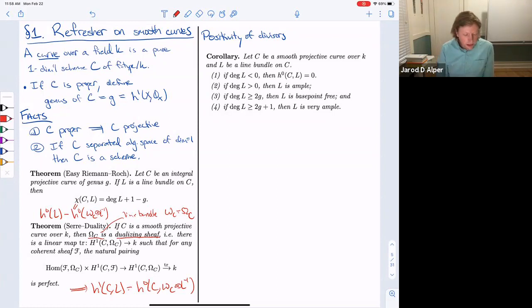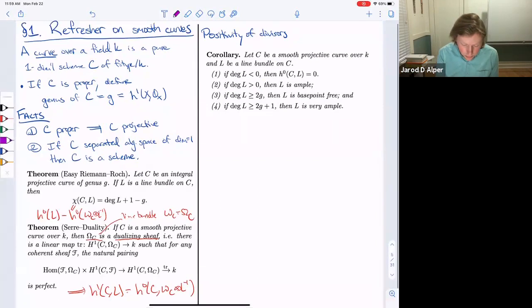Using Riemann-Roch and Serre duality, we can get nice conditions for whether line bundles on smooth curves are positive, and this is on the right hand side here. If you take a smooth projective curve, then if the degree is negative, there are no global sections. If the degree is positive, it's automatically ample. So the easiest ampleness criterion is on smooth curves. Once the degree is at least 2g, it's base point free. And once it's even one larger, it's very ample.